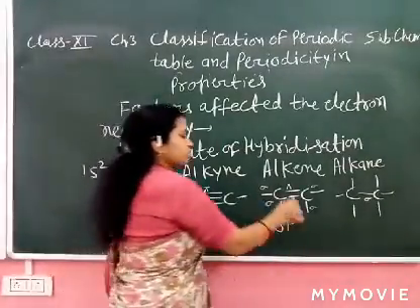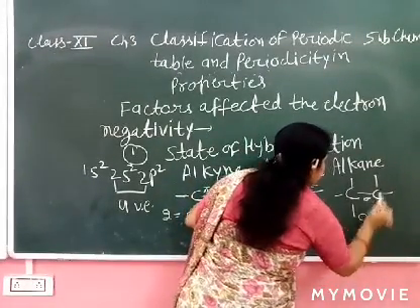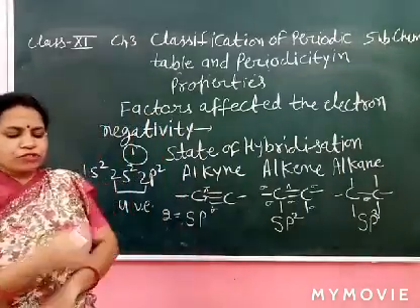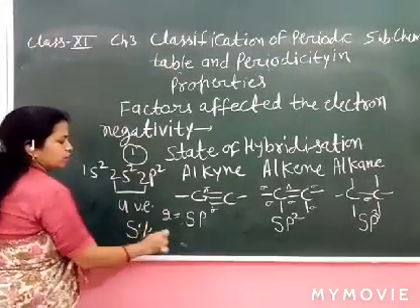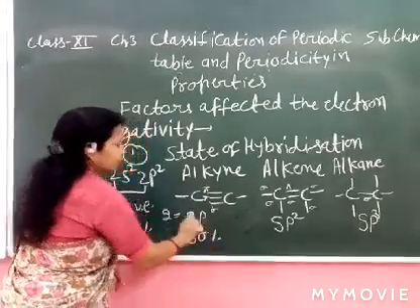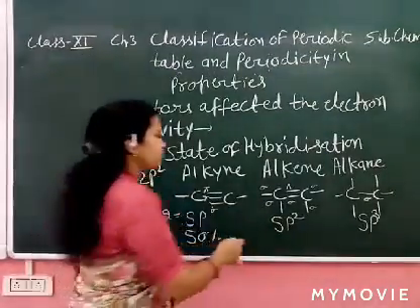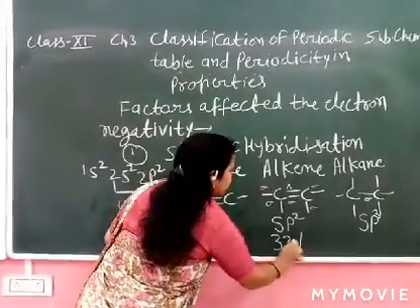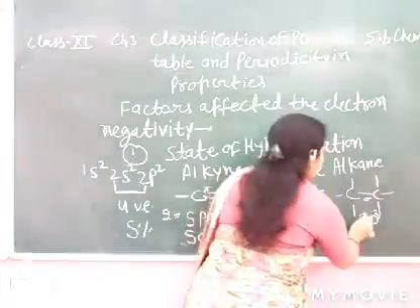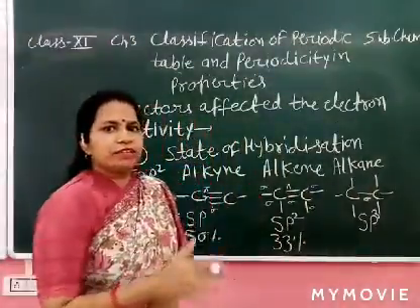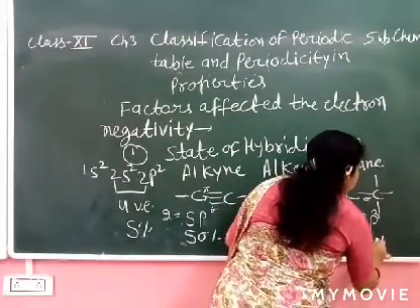Clear? Next, how many sigma bonds in each carbon atom? The hybridization of each carbon atom is sp3. In sp, the s character is 50%, 50% s and 50% p orbital. In sp2, 33% is s orbital. And sp3 has 25%. So here you have to learn this point.